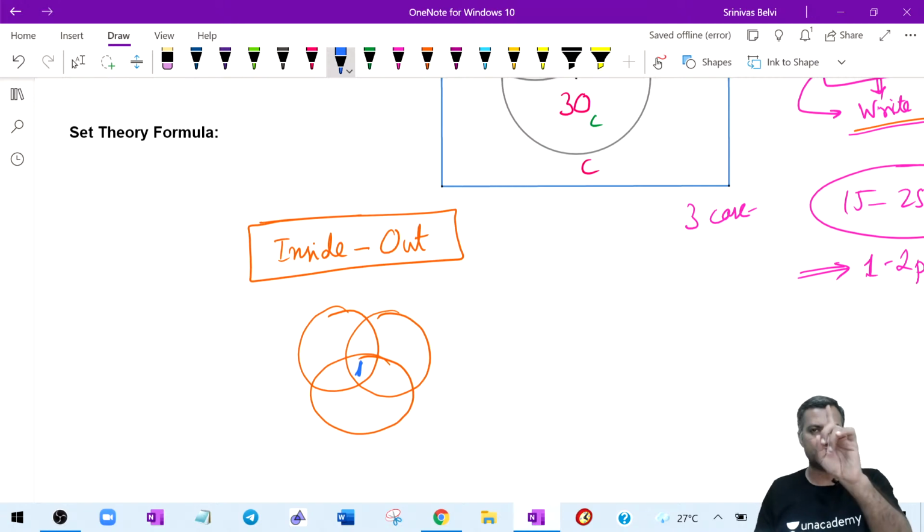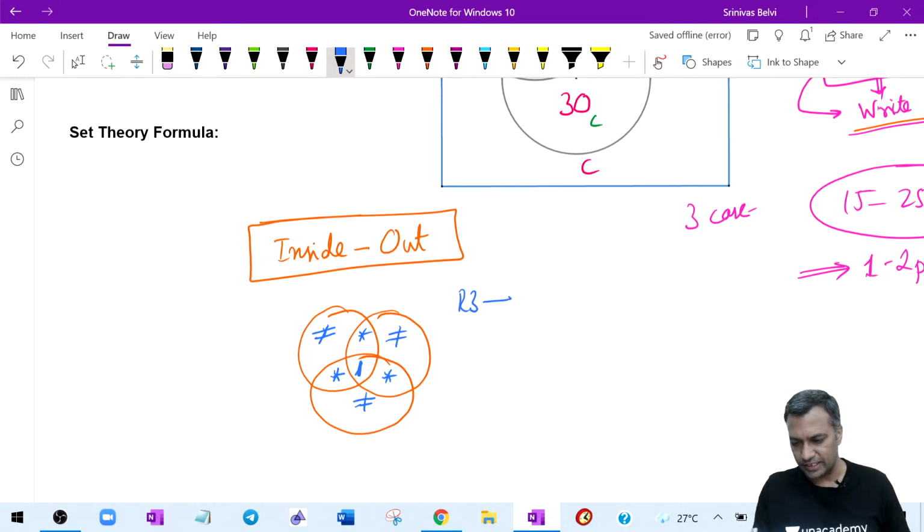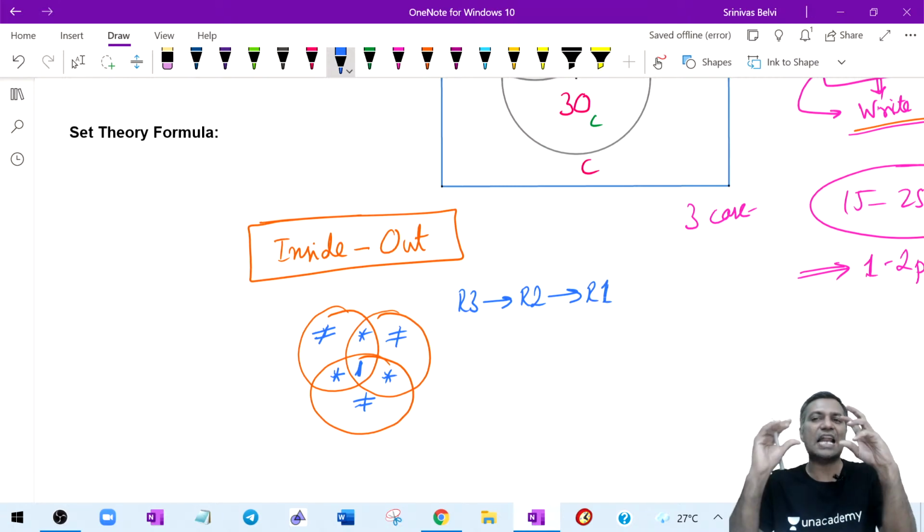First, you should fill this region of 3. Then focus on the regions of 2s. These are the regions of 2s, where I'm putting the stars. Try to fill the regions of 2s. And then try to fill the regions of 1s. Fill the region of 3, then fill the region of 2, then try to fill the region of 1. This is the classic model.